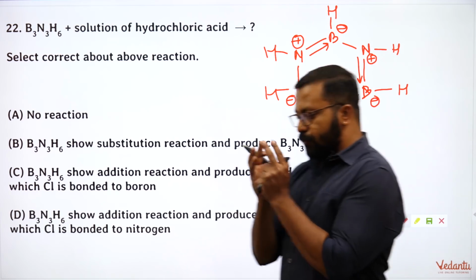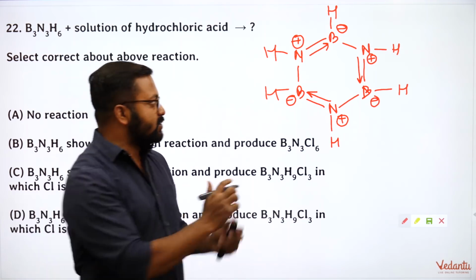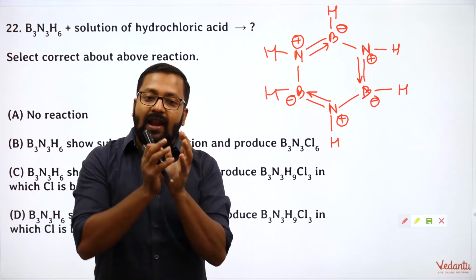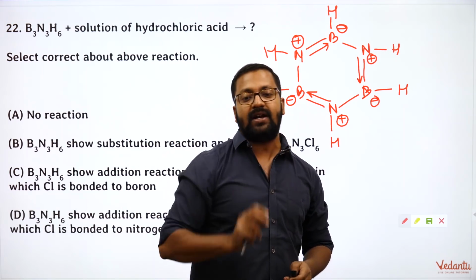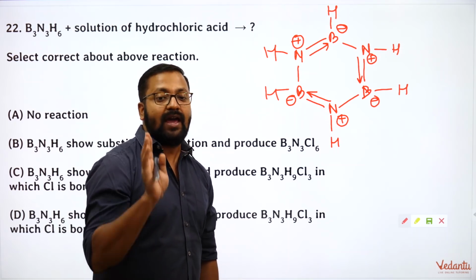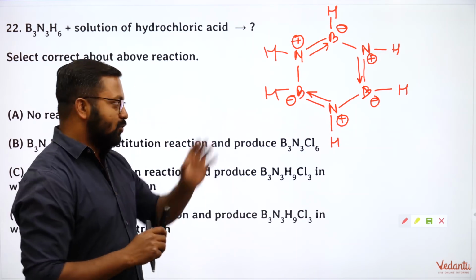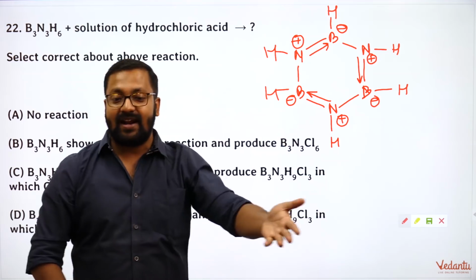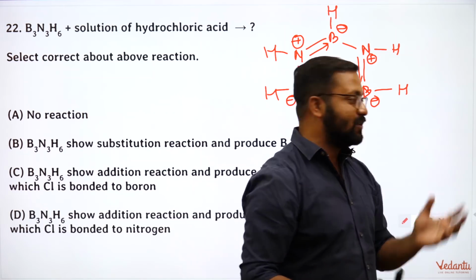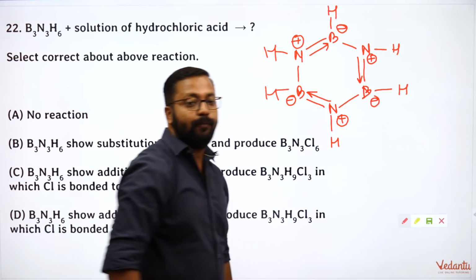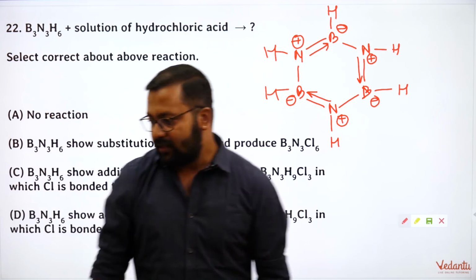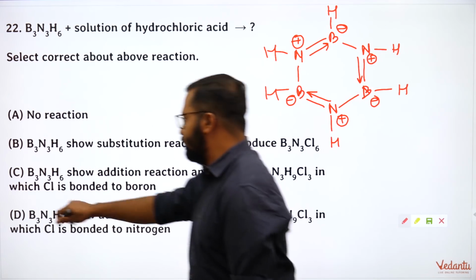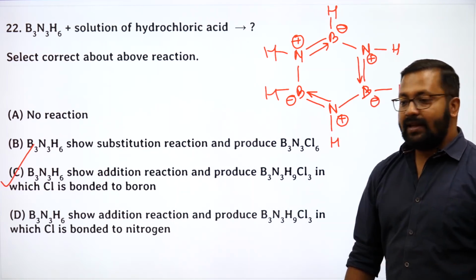So boron is electron deficient. If we remove this bond and this charge, the nitrogen is neutral, boron is neutral. Boron will have a vacant orbital in which electrons can be donated by Cl minus, but it cannot react with H plus, because H plus is already electron hungry. So H plus is not having electrons. Boron does not have a lone pair of electrons to donate. So that is the reason chlorine will go and attach itself to boron and hydrogen will attach itself to nitrogen. The right answer to this question is the addition reaction produces this in which Cl is bonded to boron, which is the right answer. Okay, let's move on to the next question.